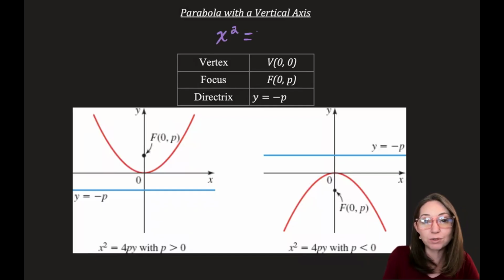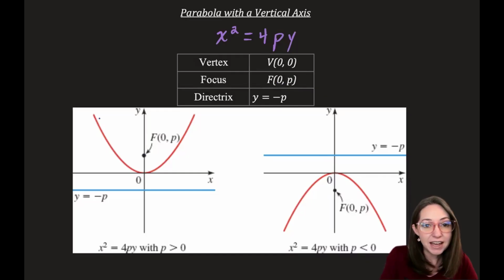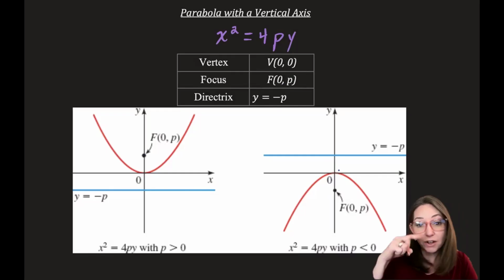x squared is equal to 4 times p times y, where p is this little number here. It is the distance between the vertex at (0, 0) and this invisible point we call the focus, which is at (0, p). So p is some number, it's a distance, and it actually can be negative. And p is also the distance from the vertex to this directrix, which is the horizontal line with equation y equals negative p.